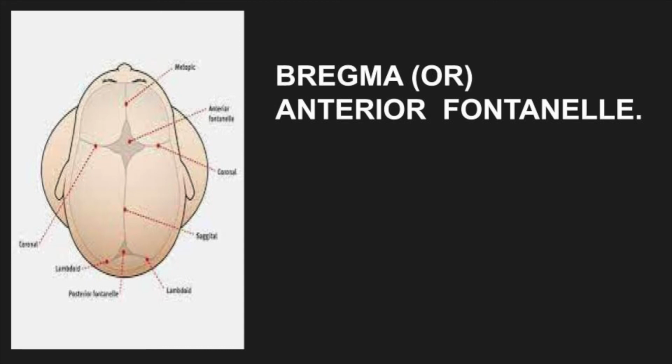Bregma or anterior fontanelle. At birth, many of the bones of the skull remain unfused, leaving soft spots described as fontanelles. The anterior fontanelle is also called the bregma. It is a meeting point between the coronal and the sagittal sutures. It usually closes at 18 months to 2.5 years.